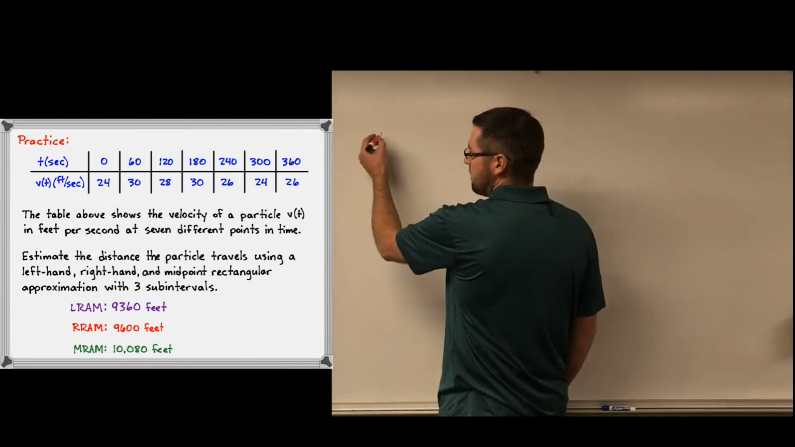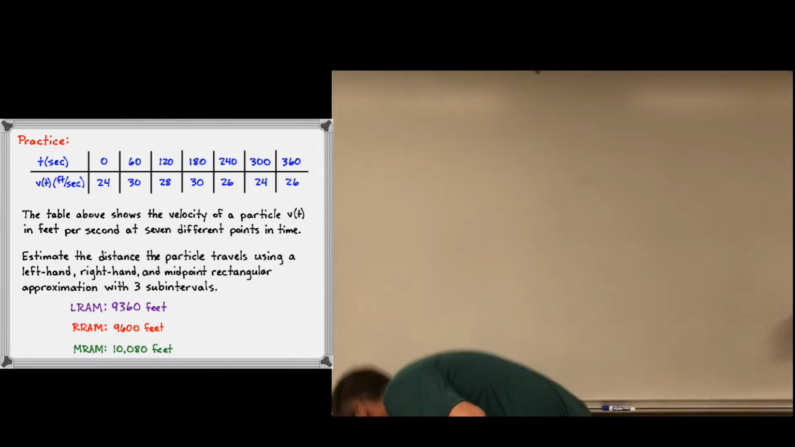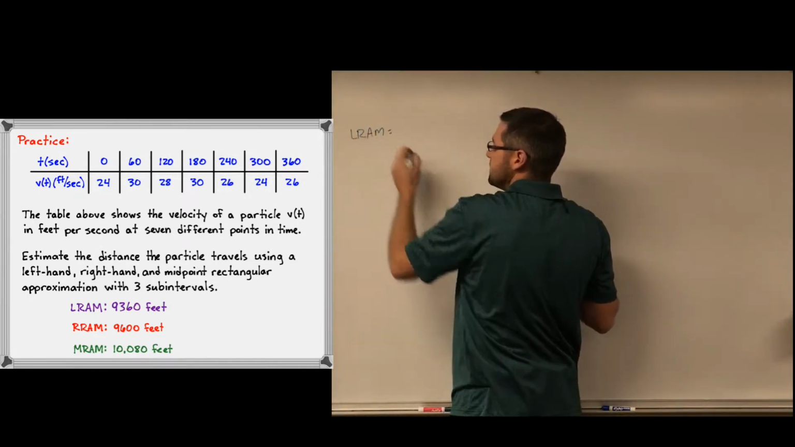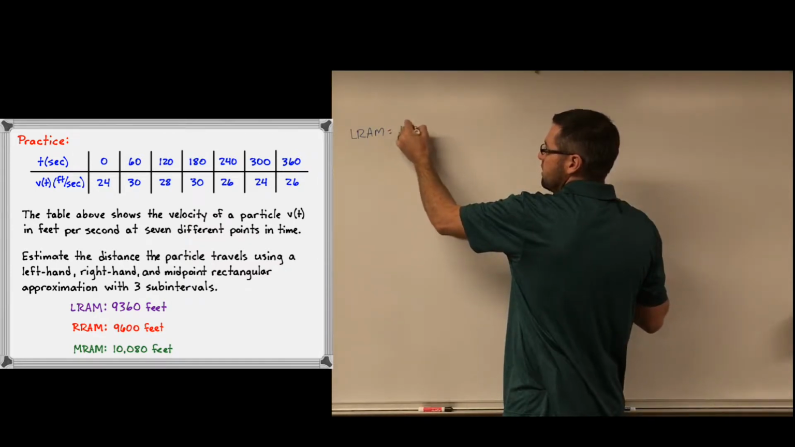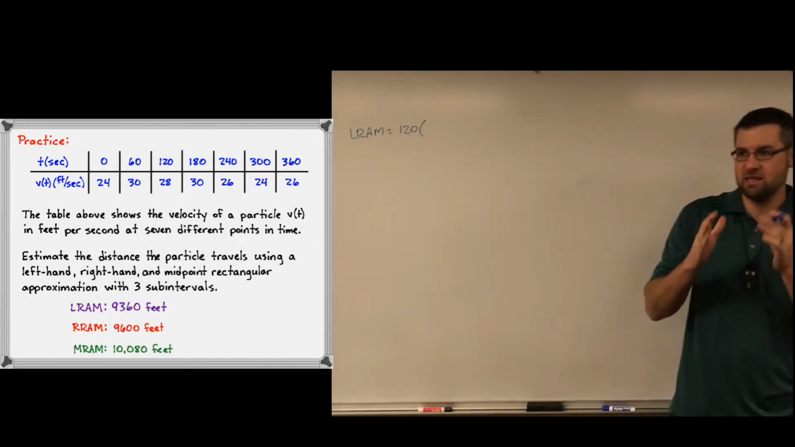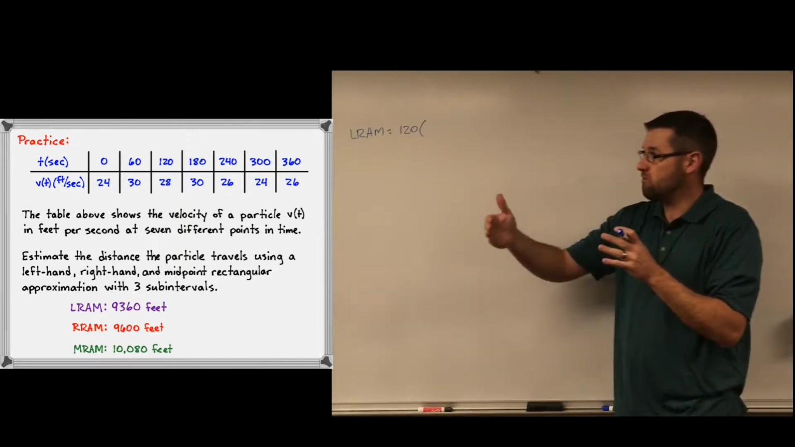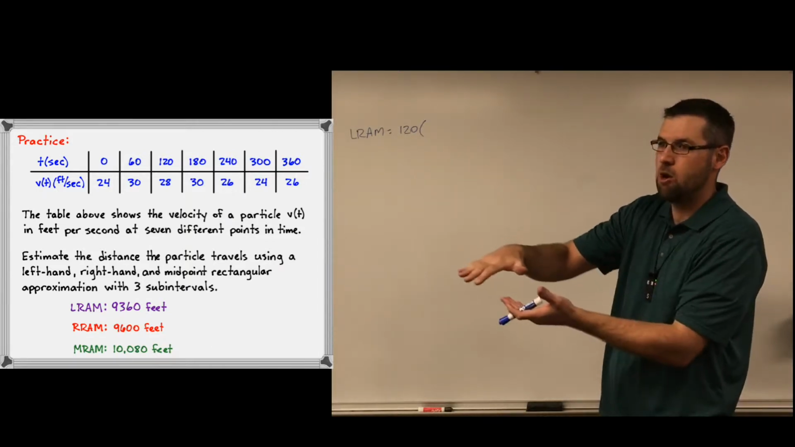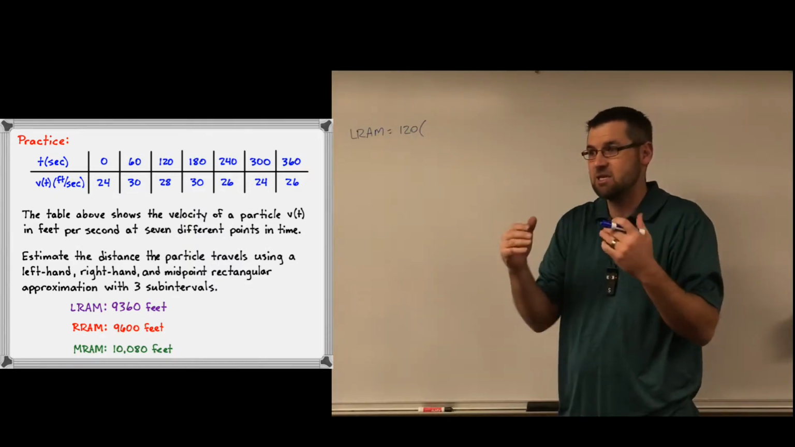Okay, and we'll get to all that. So we're going to do a left-hand approximation. LRAM is how wide is the first subinterval? 120. How tall is the first subinterval? We're looking at the height value to the left. So that's 24. Some of you guys are still saying the 24, the 30, and the 28, the bottom row, is your time interval. No. That's not the base. I know what the tendency is.